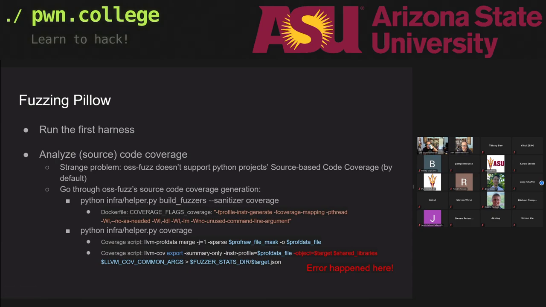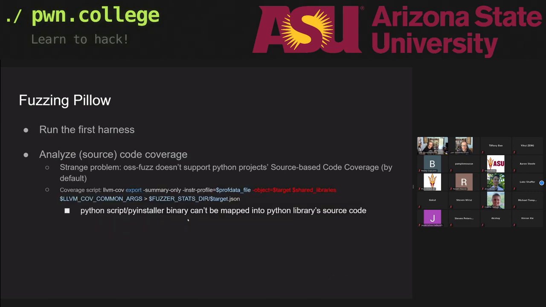We found the issue is this object argument. Normally it receives the compiled binary, but for a Python project, it's a Python script, or in the OSS-Fuzz way, the Python script is compiled into a binary by PyInstaller, so Clang just can't map the source code to the coverage information. So this is why this line gets an error and we can't get the source code coverage report.